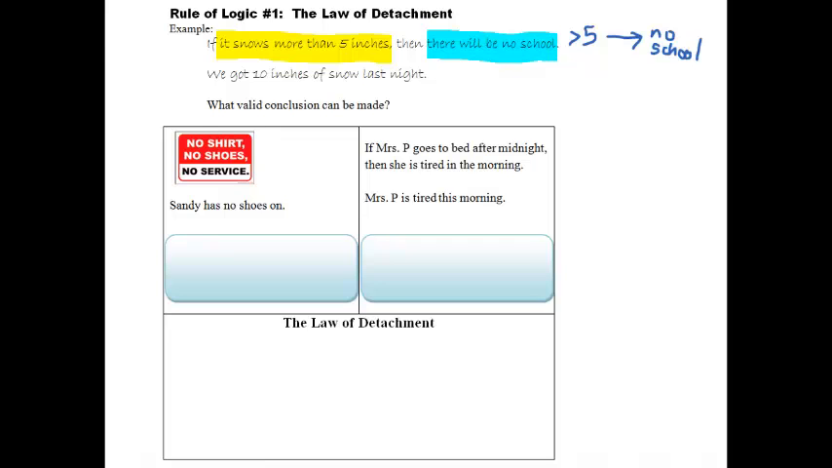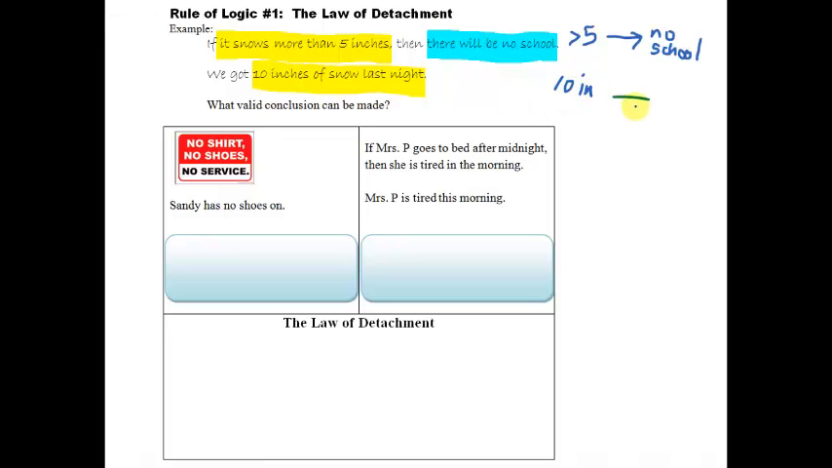Now in our second statement, this isn't an if-then statement, this is just a statement. We got 10 inches of snow last night, but doesn't that tie back to our original statement? 10 inches of snow satisfies the hypothesis. If we got 10 inches of snow, then it definitely snowed more than 5 inches. So we have this other statement that says we got 10 inches of snow. Now, what valid conclusion can we make?